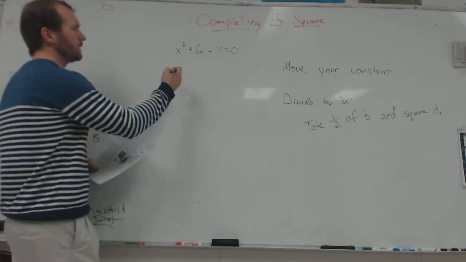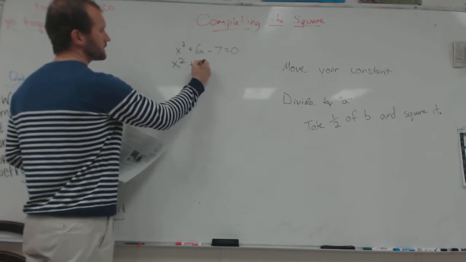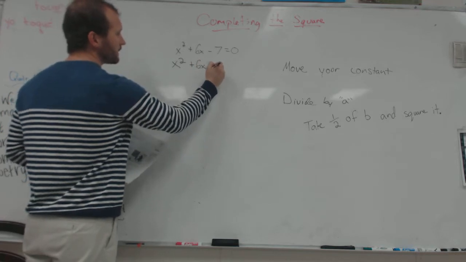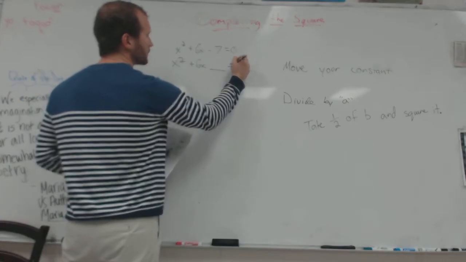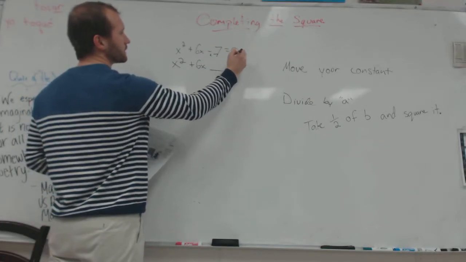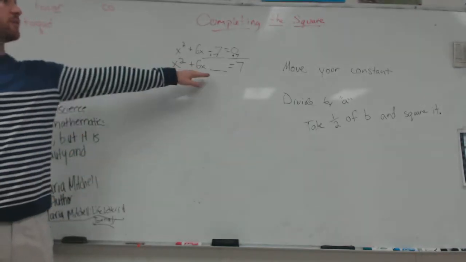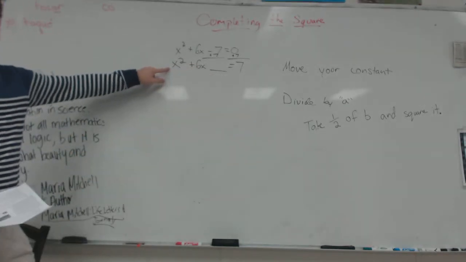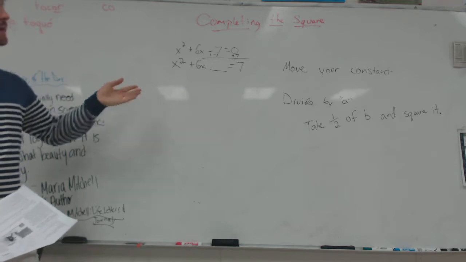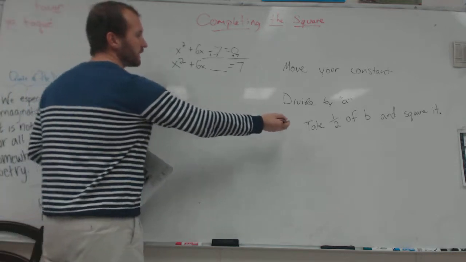Okay. So first step, we're going to move the constant over. So x squared plus 6x, I'm going to leave my space, equals 7. So I just added 7 to both sides. The reason I left my space now, there is no a, so I don't have to divide by anything here. Instead, I just immediately move on to this step.